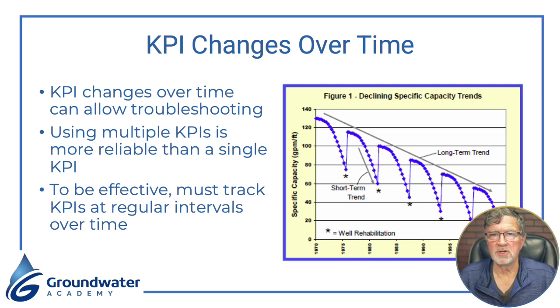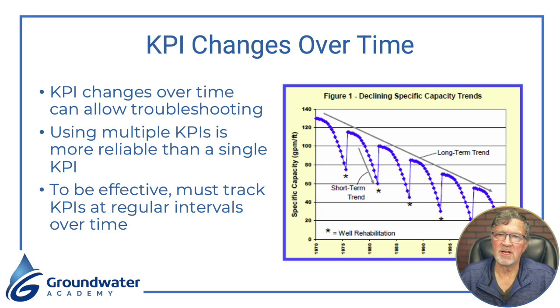This chart here shows basically declines in specific capacity over time. So you have specific capacity on the y-axis, and on the x-axis you have time. And you can see the blue graph there. That's declining specific capacity over time. You get down to a certain level. The star is where they rehabilitate the well. They bring the production back, and then the cycle starts over again, because well rehabilitation is not a one-shot deal.